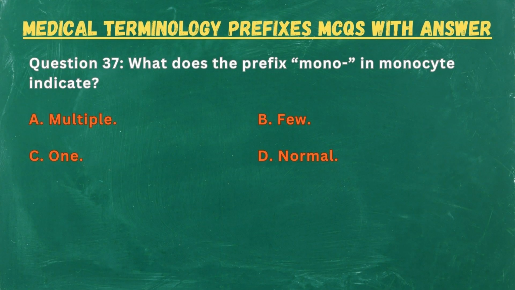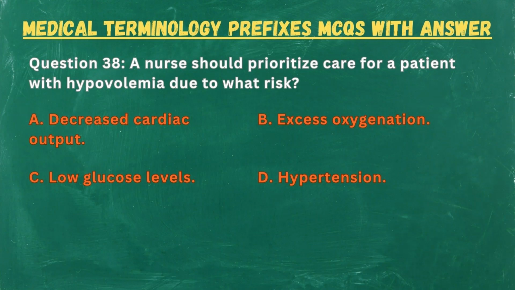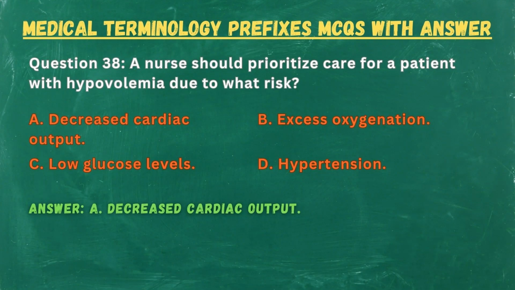Question 37. What does the prefix mono- in monocyte indicate? A. Multiple. B. Few. C. One. D. Normal. Answer: C. One. Question 38. A nurse should prioritize care for a patient with hypovolemia due to what risk? A. Decreased cardiac output. B. Excess oxygenation. C. Low glucose levels. D. Hypertension. Answer: A. Decreased cardiac output.